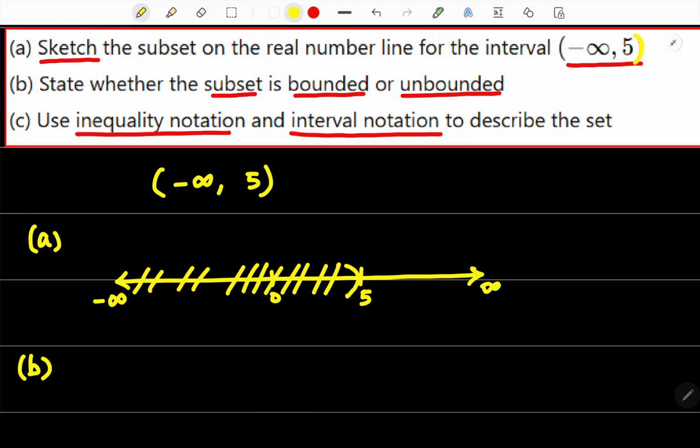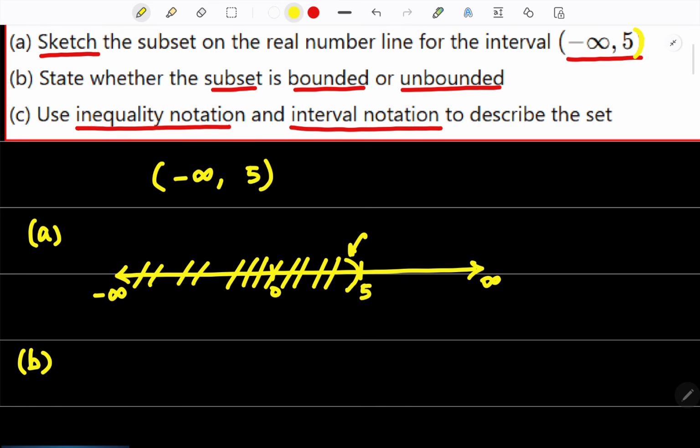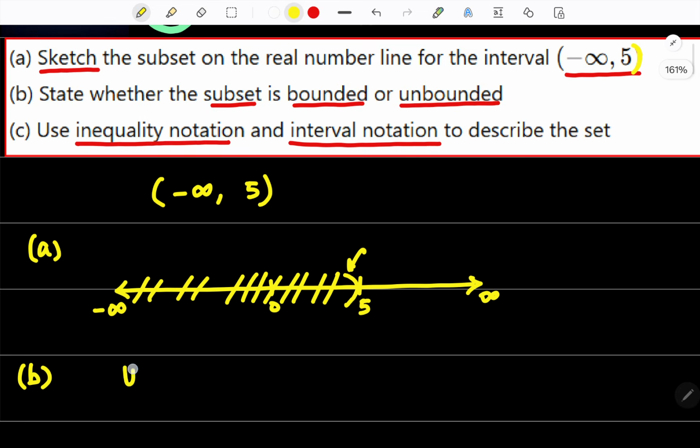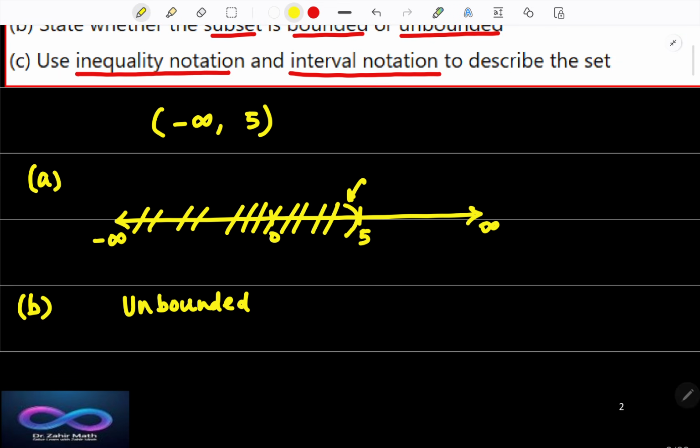The second one is whether the set is bounded or unbounded. The door is closed here. Is the door closed here at infinity? No. So we are going to say it's what? Unbounded set, right?